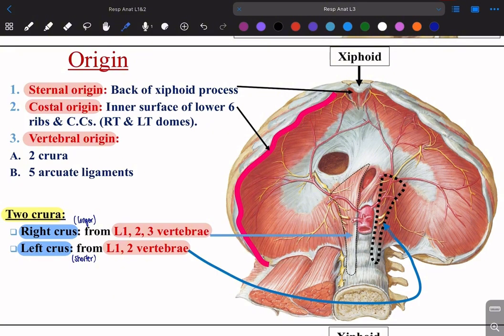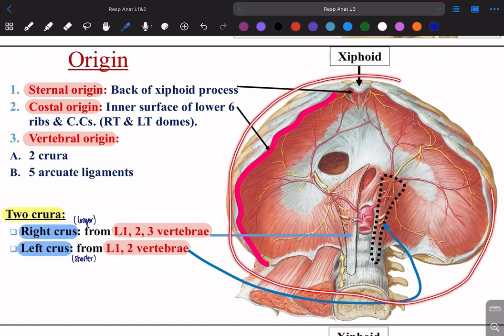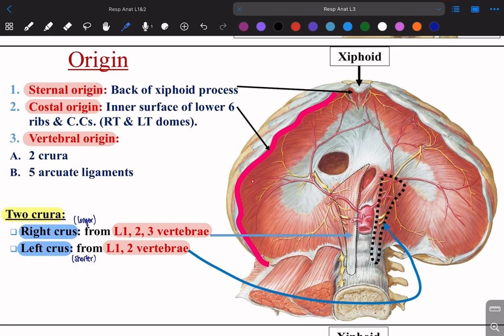Okay, I forgot to mention that we're viewing the diaphragm from underneath. It's like we removed the abdominal cavity and we're looking at it from underneath. Okay, so this is how it looks here, or this is where it's located. Right. Then the third origin we have is the vertebral origin. So here these are the vertebrae. This is the posterior side.